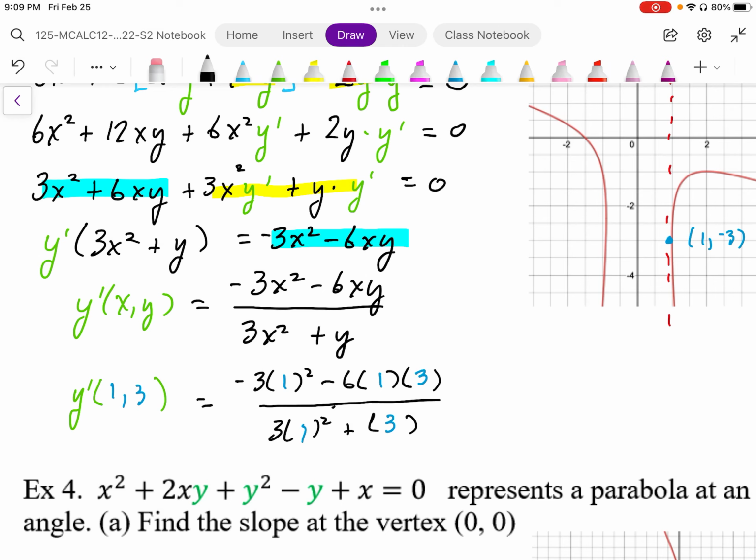Now, that's going to be negative 3, plugging in negative 3 here. So when I calculate the slope in the numerator, I'm going to get negative 3 plus 18, so I get positive 15. And in the denominator, I'm going to get a 0. So that means that I have a vertical asymptote. This gives me my vertical asymptote that I see right here.